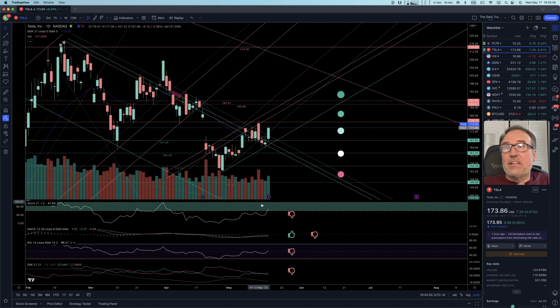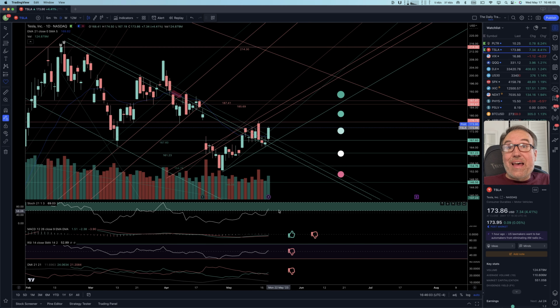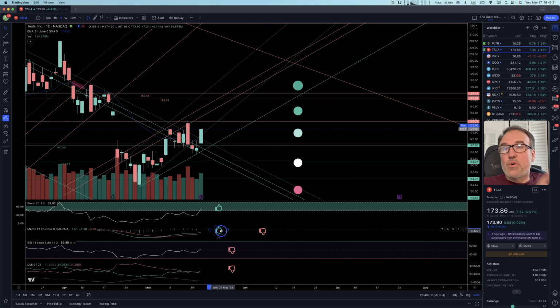So as I said, the stochastic is over 60. So we are going to put the green thumb up to indicate that this indicator is now bullish. MACD is working both ways. When we have the green line above the red line, this is a crossover. This is the first bullish indicator.